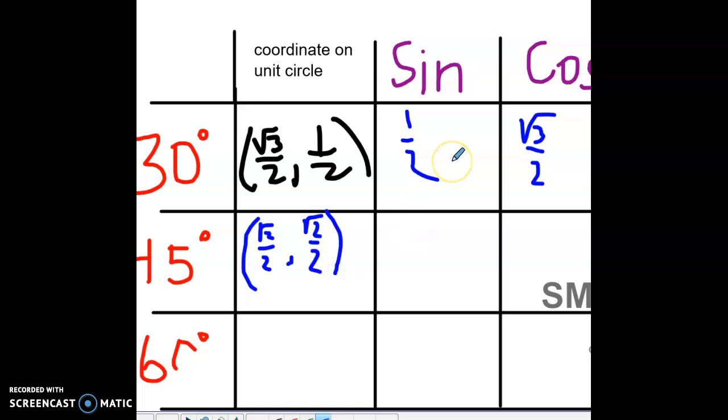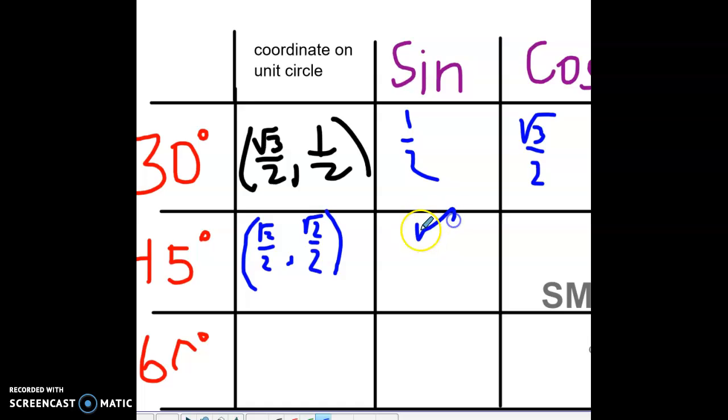So what is the correlation between the sine and the cosine and the x and the y? You should notice that the sine is the same thing as the y value, and the cosine is the same thing as the x value. That's kind of easy to remember because cosine comes before sine alphabetically. So the cosine is the same as the x and the sine is the same as the y.